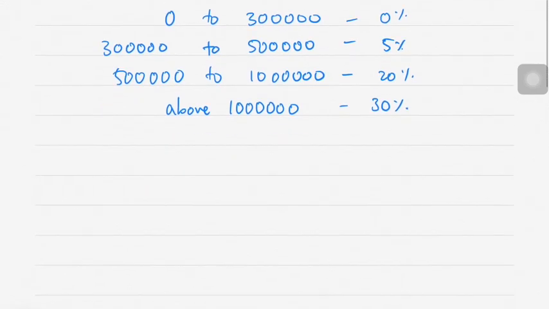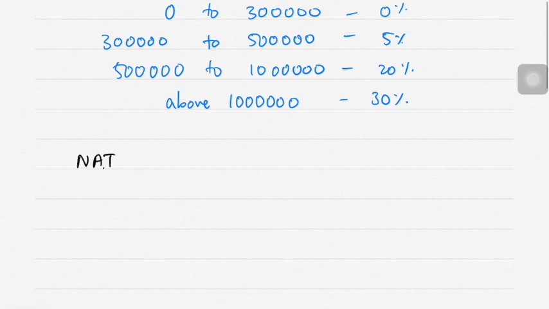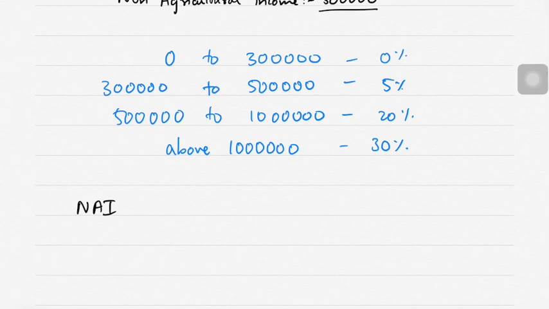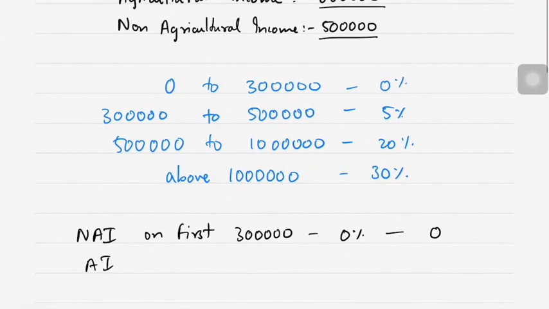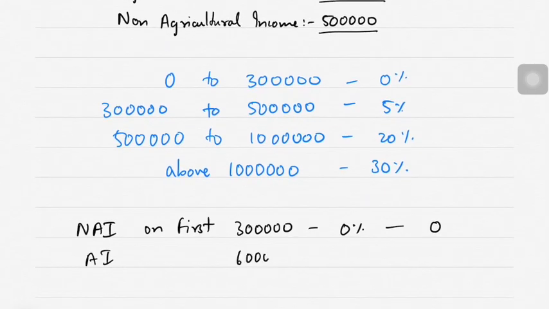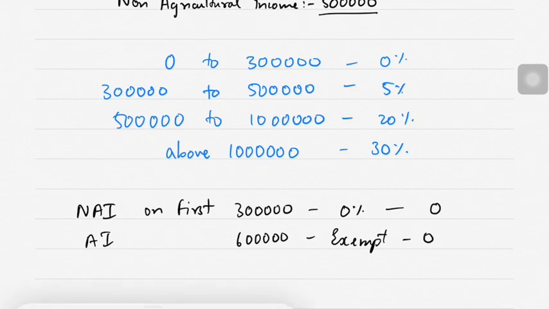Let's compute tax. First you take non-agricultural income. So on first 3 lakhs, it's 0%, so 0. Then you take agricultural income. So agricultural income is 6 lakhs, which is exempt. So 0. Then you have already taken 9 lakhs, right? 3 lakh plus 6 lakh is 9 lakh. So that means you are in 20% slab.